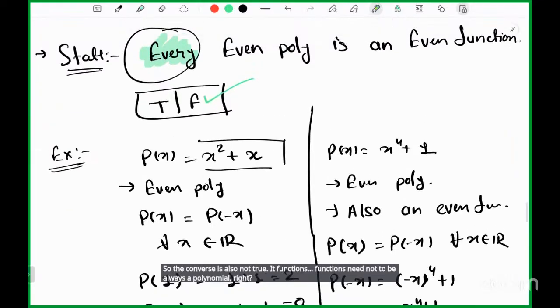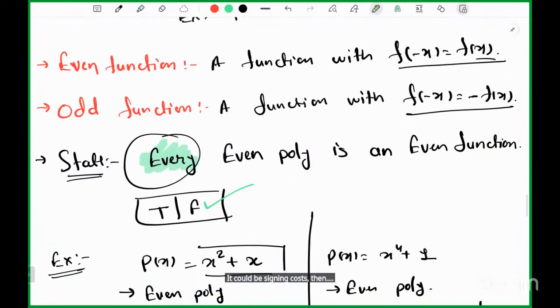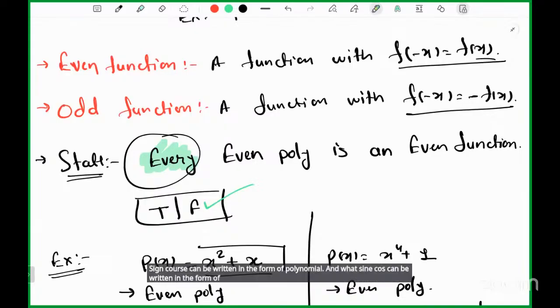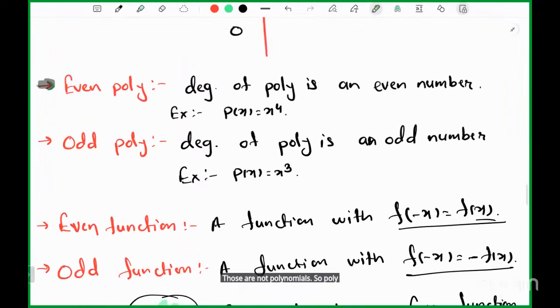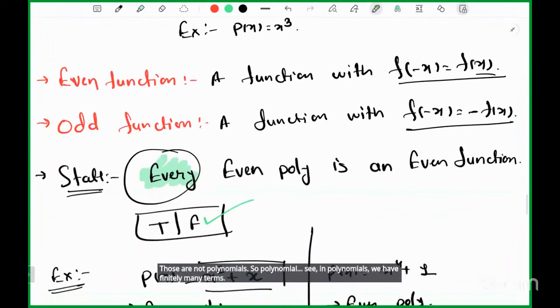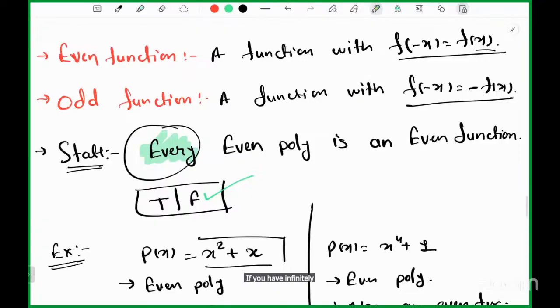Sine, cos, tan could be written in the form of a polynomial? Sorry, what? Sine and cos can be written in the form of a polynomial? No, no, no. They are not polynomials. They are infinite series. Series and polynomials are actually very different kinds of things. Sine and cos you can write out in terms of series, but those are not polynomials. In polynomials, we have finitely many terms. If you have infinitely many terms, it's called a series, not a polynomial.